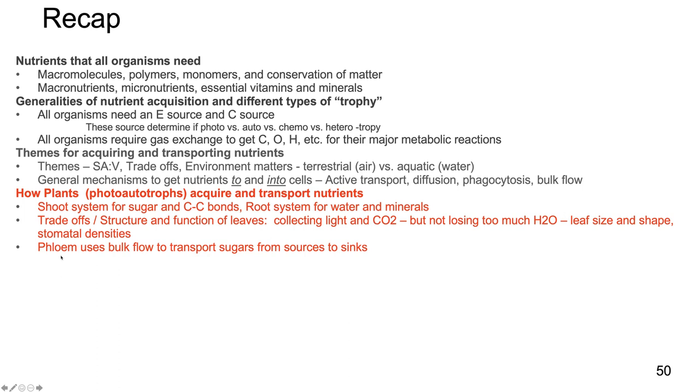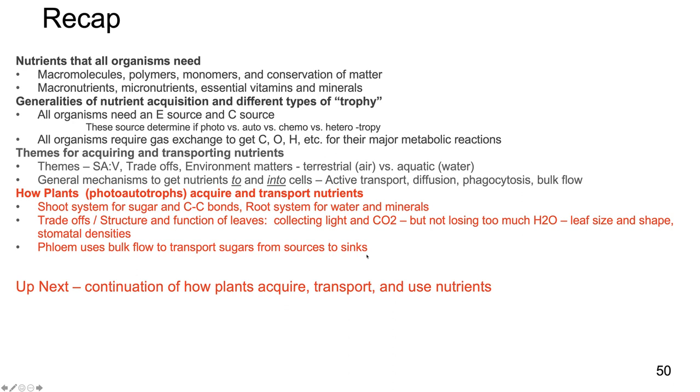And then lastly, we talked about the role of phloem in using bulk flow to transport sugars from sources to sinks. So high concentrations of sugar to lower concentrations of sugar, typically from the leaves to the roots. And so next, we'll talk about how plants acquire and transport and use nutrients. So we'll continue on this in the next lecture.